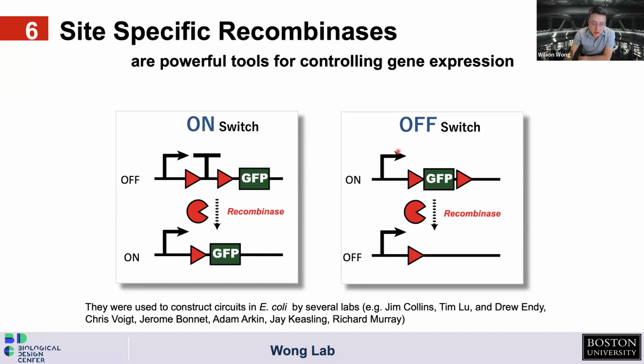There are two ways you can turn things on or off. One way is if it's an on switch. Here, this is a promoter sequence, and this is your gene of interest. What you do is that between the promoter and the gene of interest, you put a transcription termination sequence and what we call recombination sites right here. So you flank this transcription termination sequence. In the presence of recombinase, it will cut anything in between these two red triangles right there, removing the transcription termination sequence, and then it allows you to turn on the gene of interest.